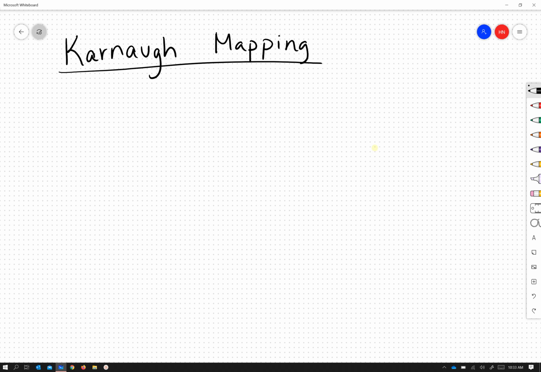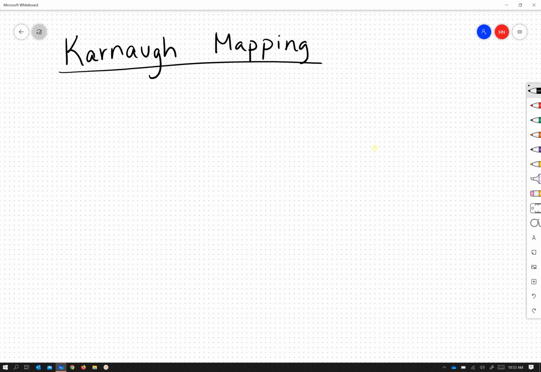Welcome to Digital Electronics. Today we are going to be learning about K-mapping. The actual name instead of K-mapping is Carnot mapping. So K-mapping is another way, or an alternative way, of simplifying logic equations instead of using Boolean algebra.